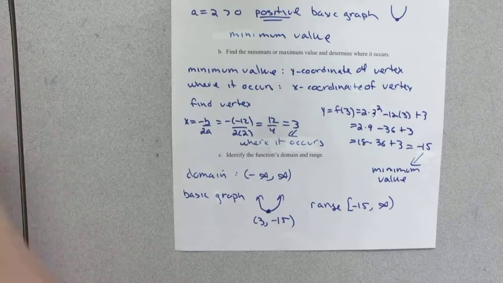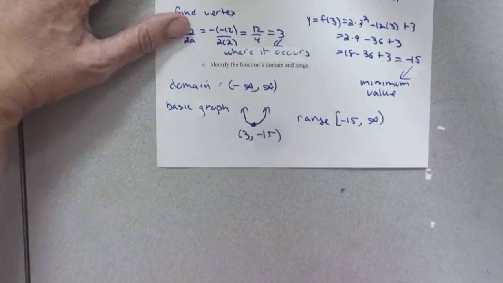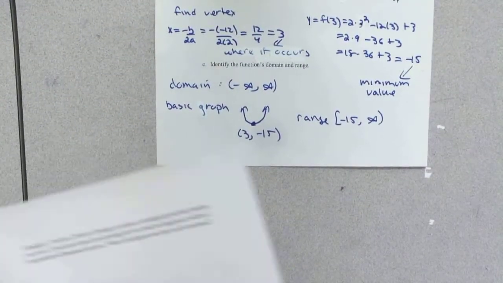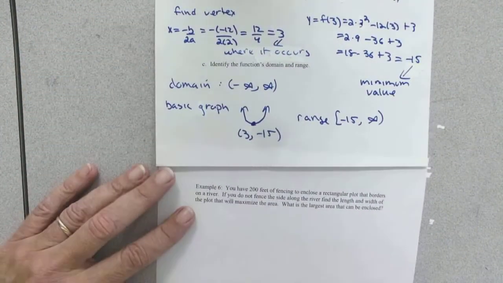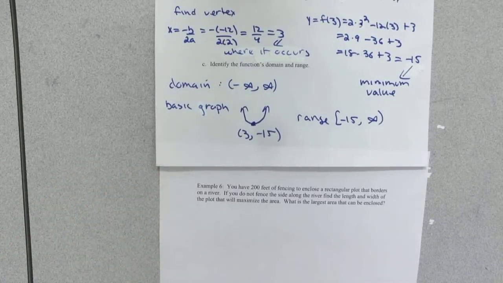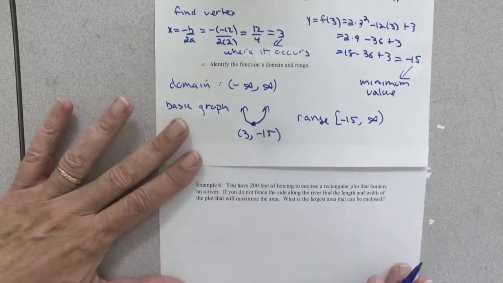Okay, so we're going to finish up with a few word problems. I know no one likes word problems, but that's what we're going to finish up with. And we'll get the first one started on this video, and then we'll finish it on the next video. You have 200 feet of fencing to enclose a rectangular plot that borders on a river. If you do not fence the side along the river, find the length and width of the plot that will maximize the area. What is the largest area that can be enclosed?